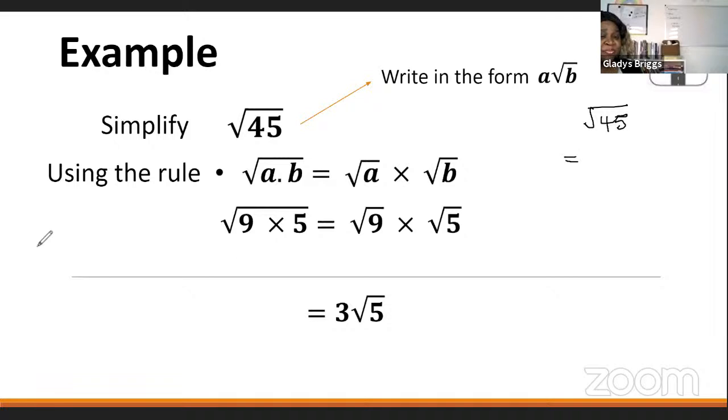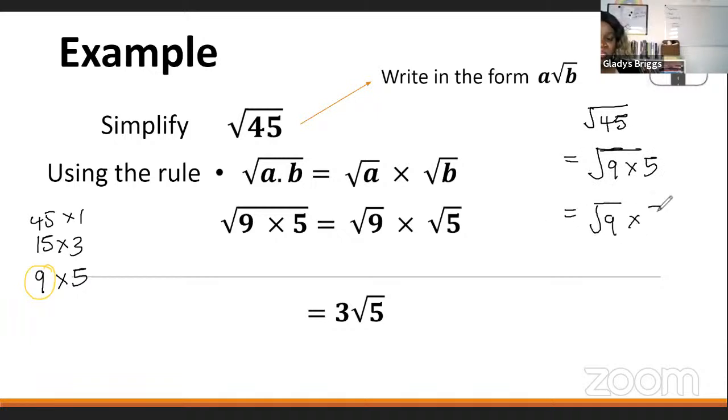I can write 45 as 15 times 3. I can write it as 45 times 1. I can write it as 9 times 5. 9 is a square number, so I can use that one to replace my 45. This is equal to the square root of 9 times 5, which is equal to the square root of 9 times the square root of 5, and that's equal to 3 root 5. Okay, so that's how you do it.